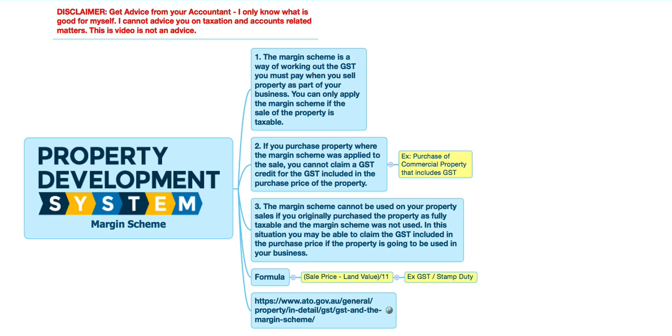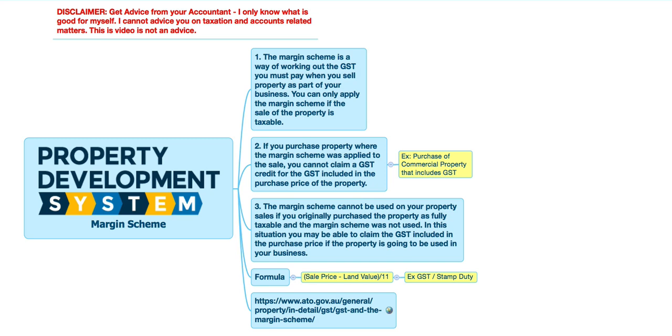So a margin scheme is a way of working out the GST that you must pay when you sell property as part of your business. Now, anytime you're doing a development, it is considered a business. You can only apply the margin scheme if the sale of the property is taxable. If you purchase property where the margin scheme was applied to the sale, you cannot claim a GST credit for the GST included in the purchase price of the property.